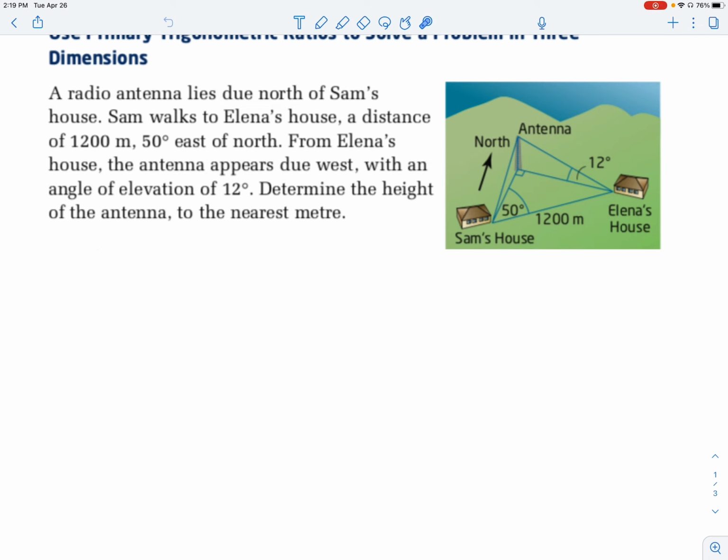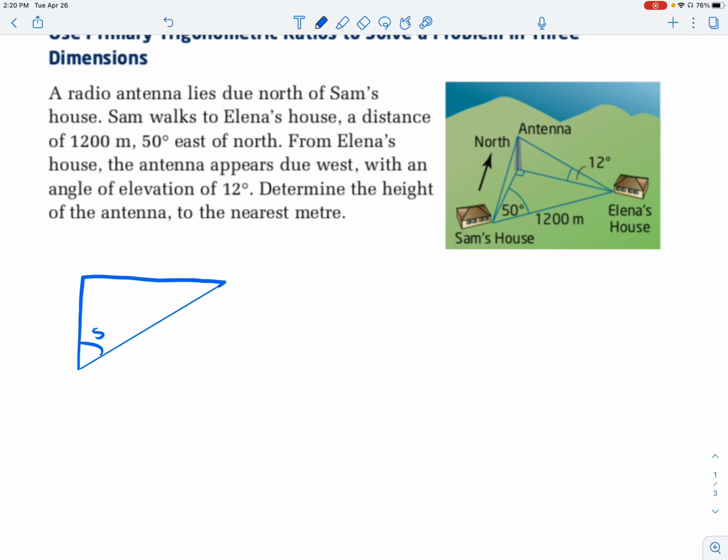Well, I think it is because if we were to look straight down at this triangle here, we have the angle 50, we have this length here. We would just need to find that length and then we would be able to determine whatever we need. So I'm going to draw another triangle here. It's going to basically be the one from Sam's house to Elena's house.